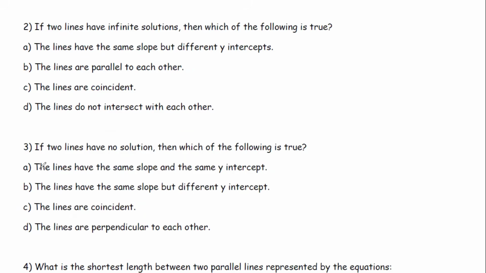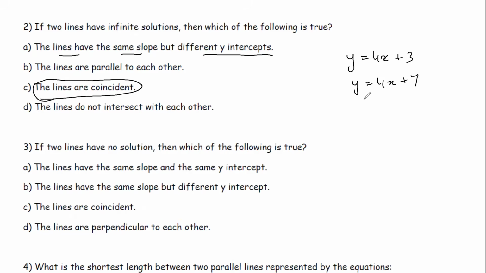Now, if two lines have infinite solutions, then which of the following is true? So see, the first one, the lines have the same slope but different y-intercepts. It simply means it is parallel. All right. So when the lines have the same slope and the same y-intercepts, that means the lines are coincident. That means the equations are also the same. So it'd be like 2y is equal to 8x plus 6. Now, if you see these two equations, they are identical. If you multiply the second one by 2, you'll get the same thing as the first one.